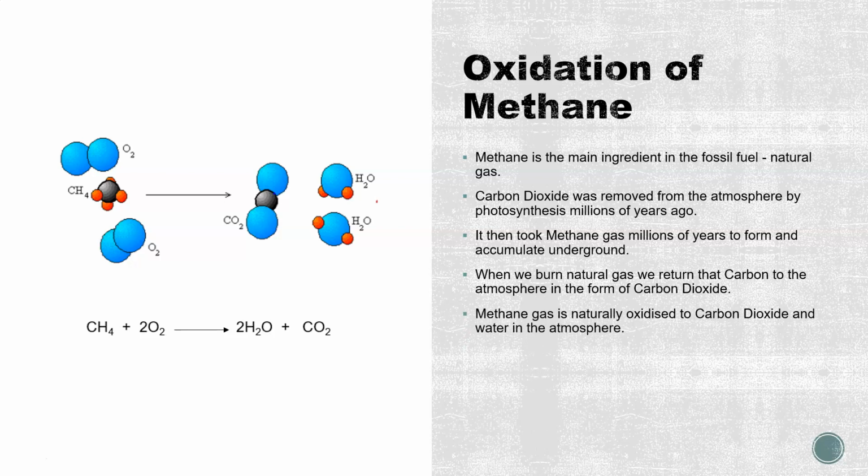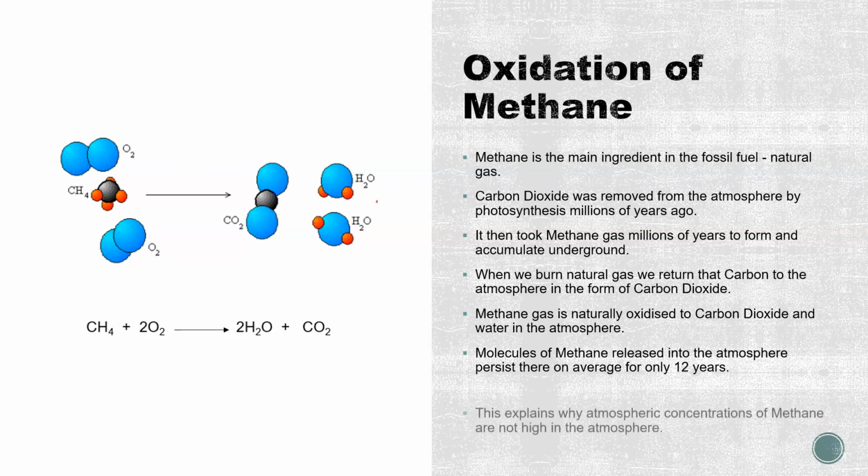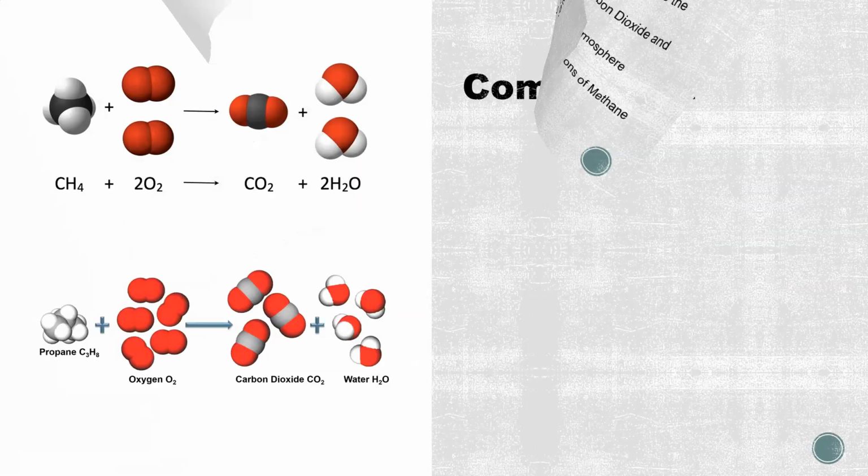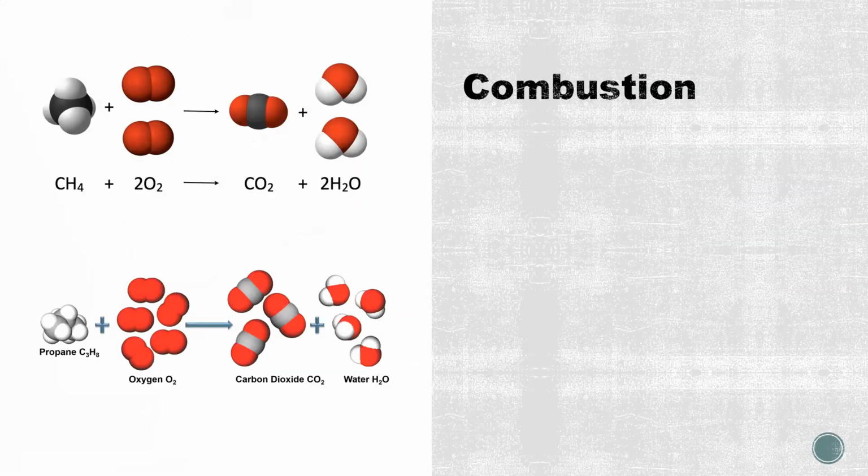Methane gas is naturally oxidized to carbon dioxide and water in the atmosphere. Okay, so molecules of methane released into the atmosphere persist there for about 12 years. This explains why atmospheric concentrations of methane are not high in the atmosphere. And we'll get on to that further when we're looking at global warming in our next unit.